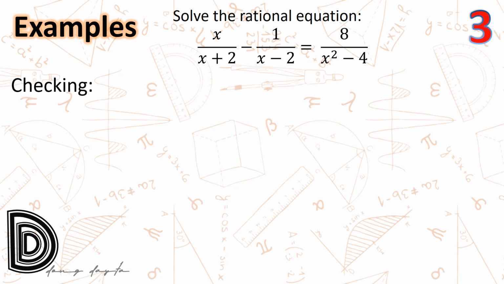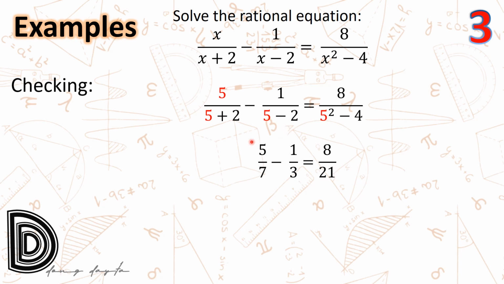Let us check the answer. Substitute 5 to all the x's in the original equation. We have 5 over 5 plus 2 minus 1 over 5 minus 2 equals 8 over 5 squared minus 4. Then we have 5 over 7 minus 1/3 equals 8 over 21. That's 25 minus 4. Then subtract the dissimilar fractions on the left hand side of the equation. The LCD is 21. Then we have 15 minus 7. So that is 8 over 21. Then the answer is correct.